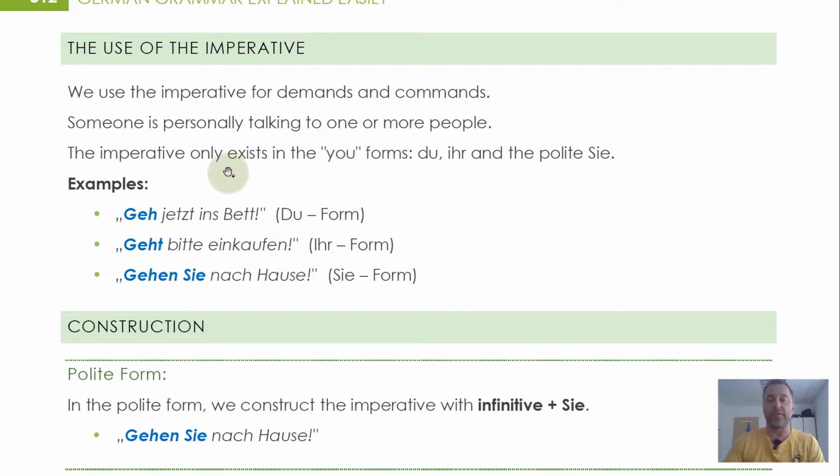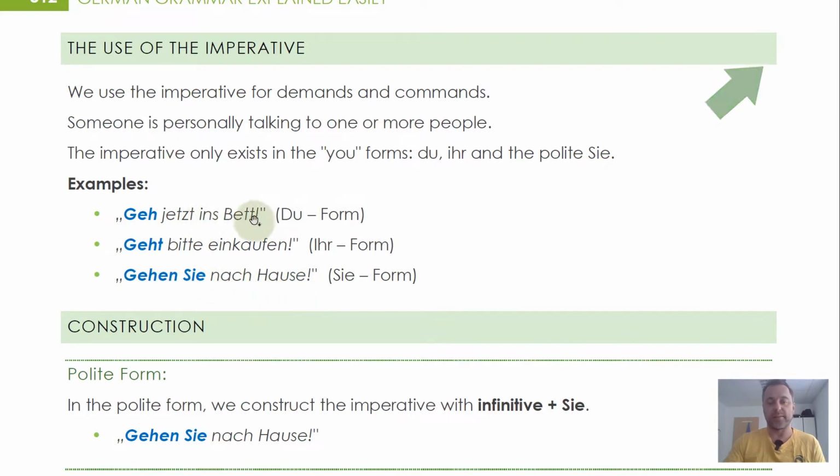And the imperative exists only in the English you forms. In German, you have three of them. That's the singular informal you, the plural informal you, and the polite version, so the polite you. If you don't know those three yet, please check out my video about personal pronouns in German that I have a link for you here in the info cards. So let's have a look at the three examples here.